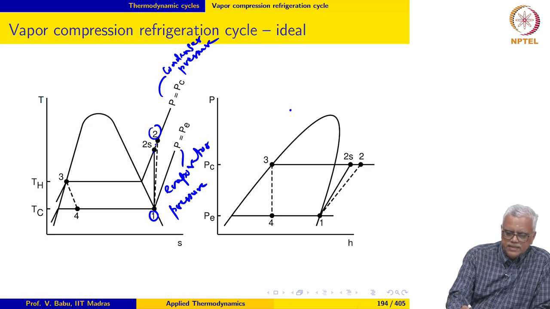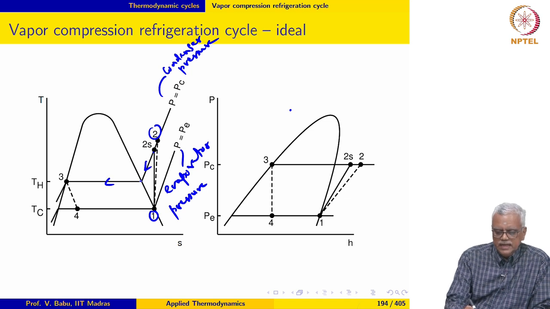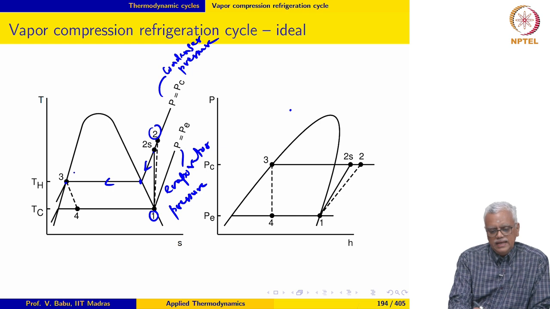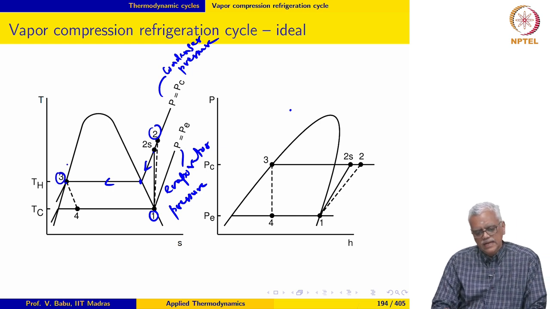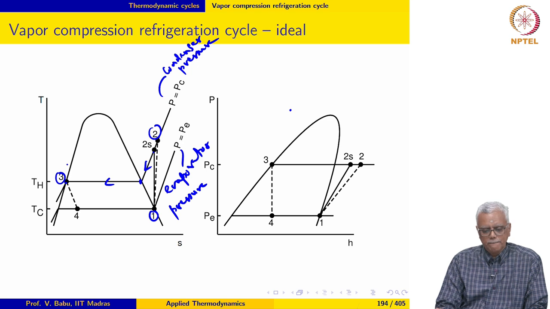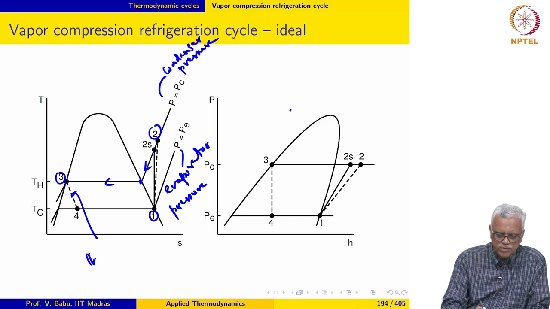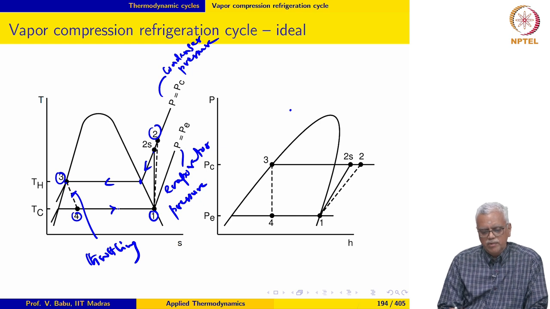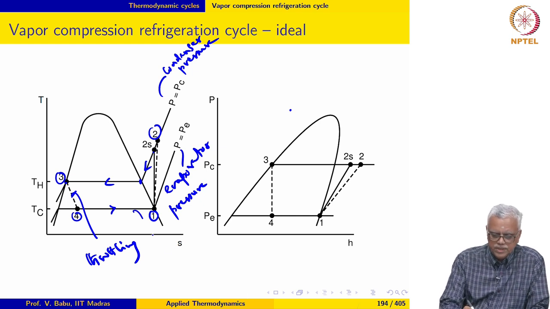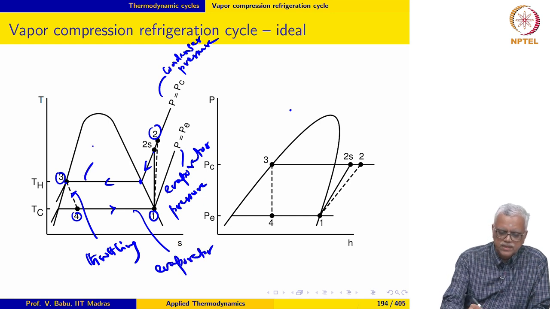It is then taken to the condenser and it loses heat to the ambient at constant pressure, undergoes change of phase starting from here, and the fluid leaves the condenser as a saturated liquid at condenser pressure. It is then throttled in the throttling valve. This is the throttling process. It is throttled to a low temperature, low pressure saturated mixture, and it then enters the evaporator where it picks up the heat. So this is the evaporator and this is the condenser.